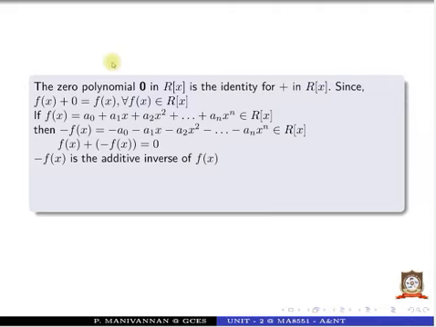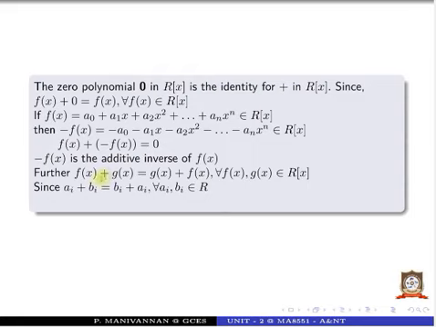Minus f of x is the additive inverse of f of x. Now f of x plus g of x equals g of x plus f of x, since when we add these two polynomials, we get the same polynomial, since a plus b equals b plus a in the ring. Since the ring is commutative under addition, here addition is commutative under the polynomial ring.